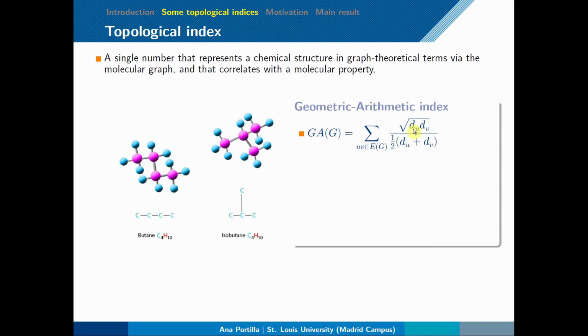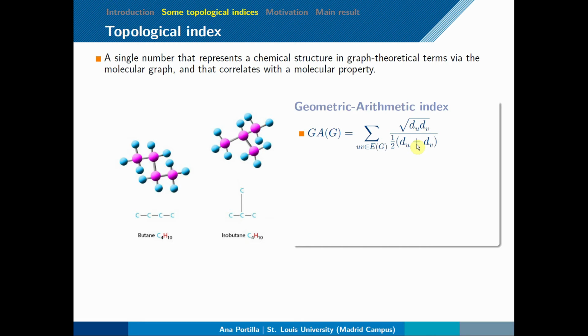In this index, as you can see, the numerator and the denominator of each term are the geometric and arithmetic means, respectively, of the degrees of the end vertices of an edge. Since the numerator is less than or equal to the denominator, each term is at most 1.